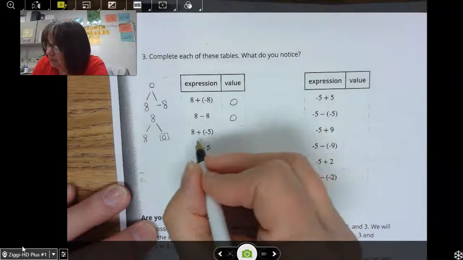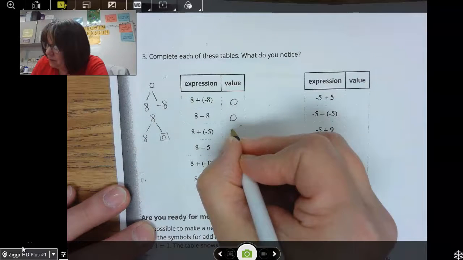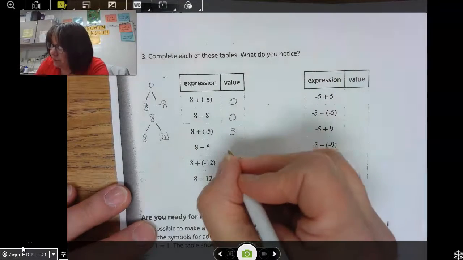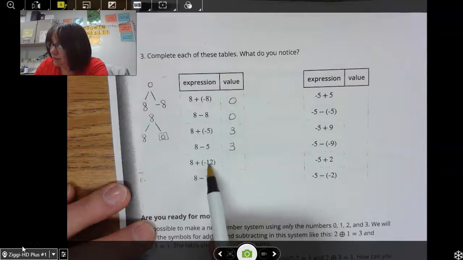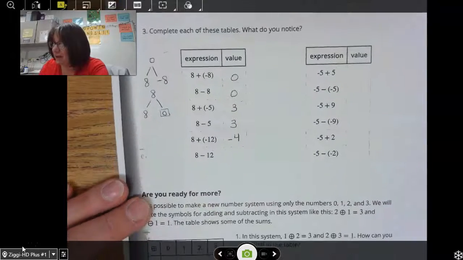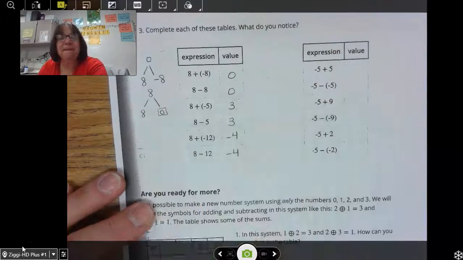So I hope you found that 8 plus negative 5, I have more positives, so this is going to be a 3. And I know that 8 minus 5 is also 3. When I look at 8 plus negative 12, I see that I have more negatives. How many more negatives do I have? I'd have 4, so this is negative 4. And 8 minus 12 is negative 4.